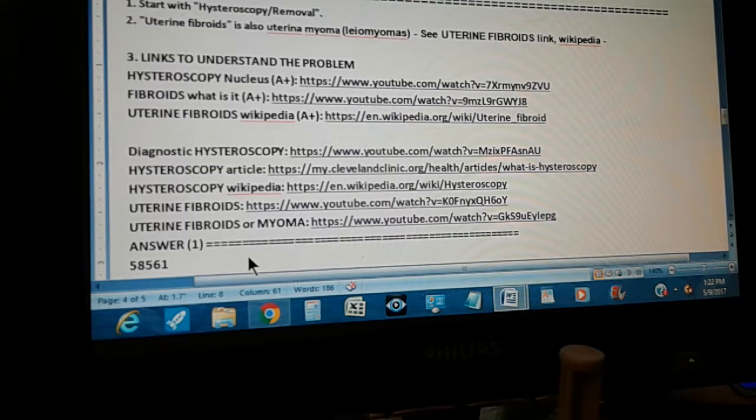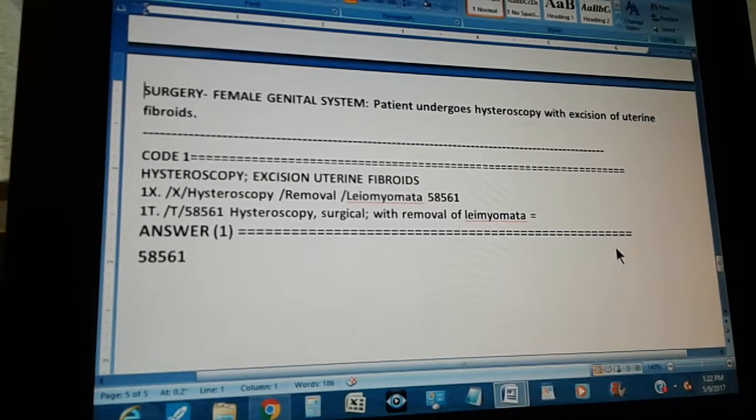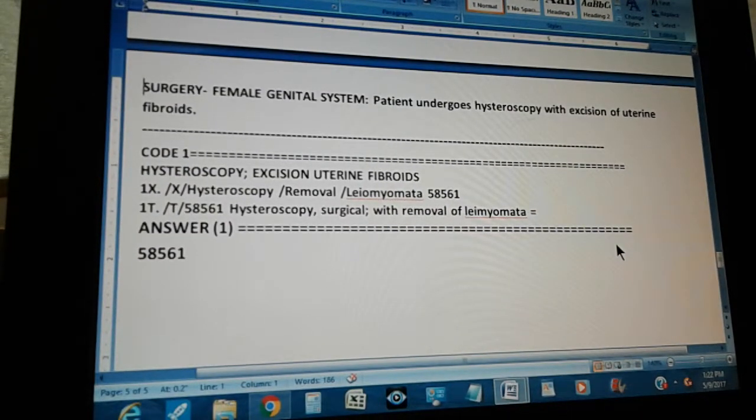We already finished giving you the tips, and you have the answer also, and now we're going to count to 3, so you can pause the video and then give us the path, how we got to the answer. 1, 2, 3. Okay, this is the summary of the whole problem. This is the surgery section of the CPT code book, the female genital system or the reproductive system. The patient undergoes hysteroscopy, or looking in the uterus, with excision of uterine fibroids.